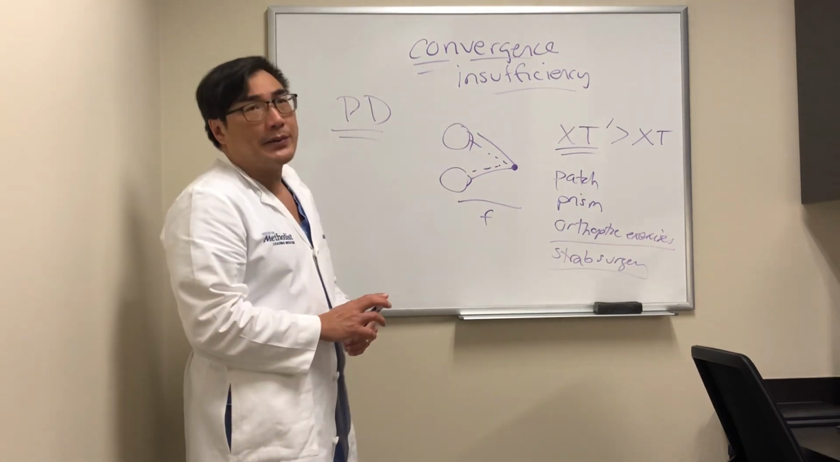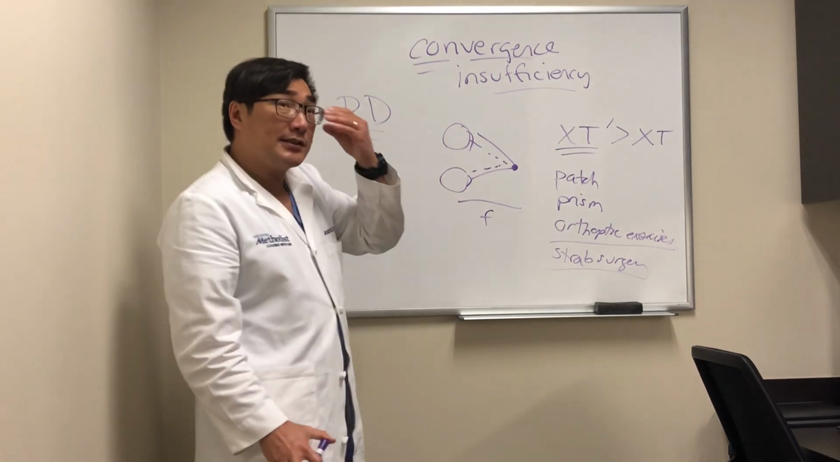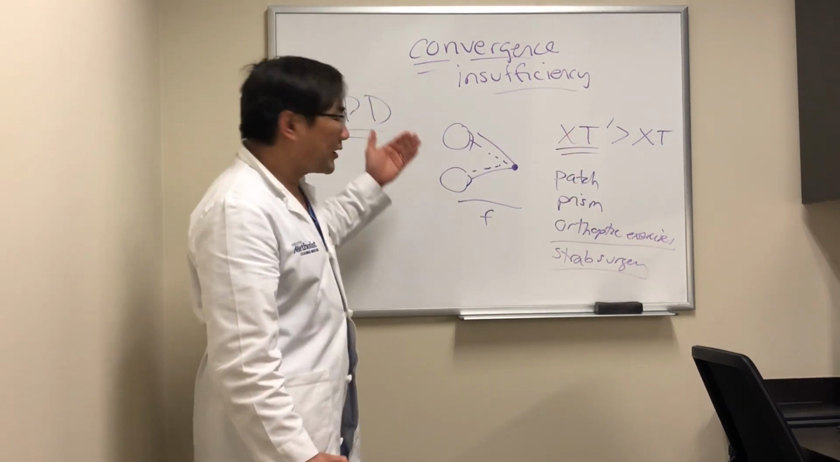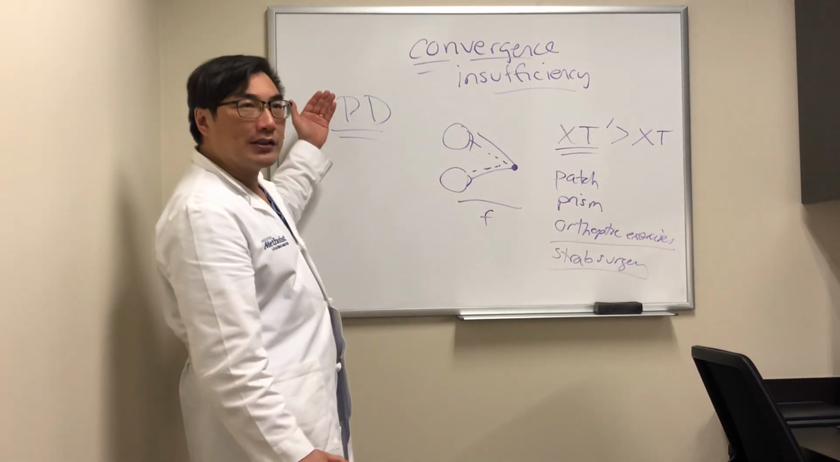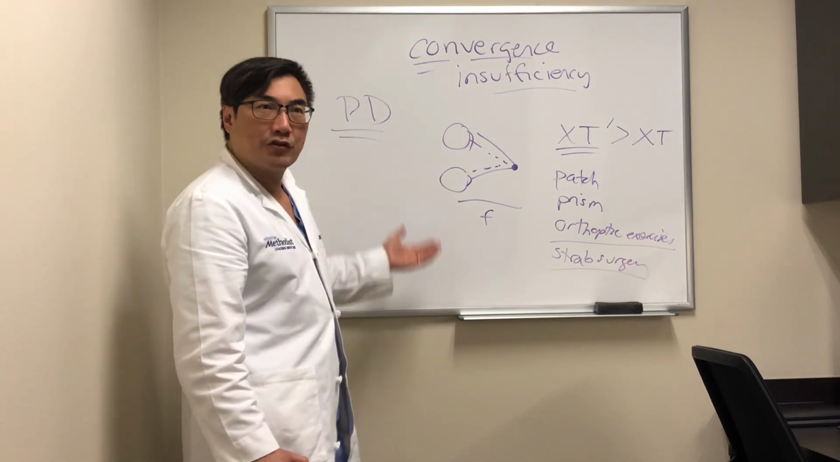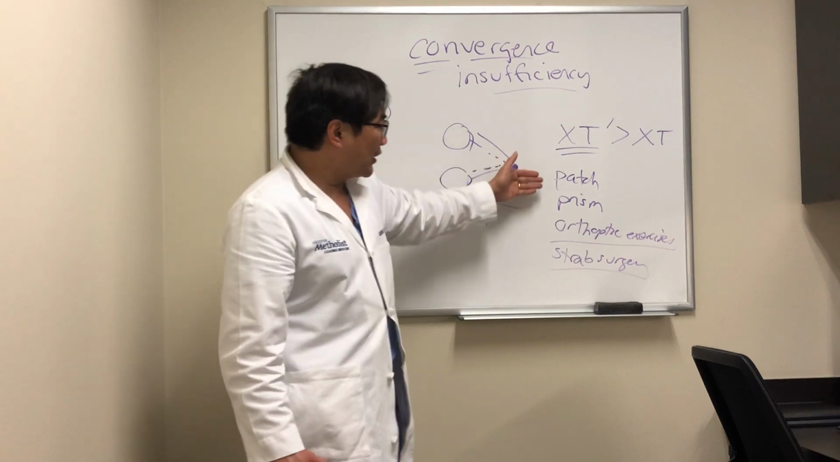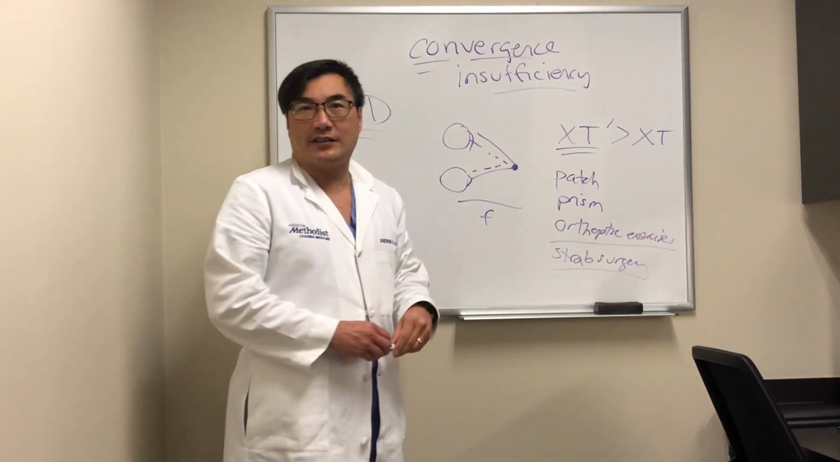So you need to know a little bit about convergence insufficiency: exotropia at near, greater than distance. Ductions and versions are full. Non-localizing, occurs in a whole host of disorders, but especially the neurodegenerative disorders, and just with age. Treatment: patch, prism, exercises, and if necessary, surgery.